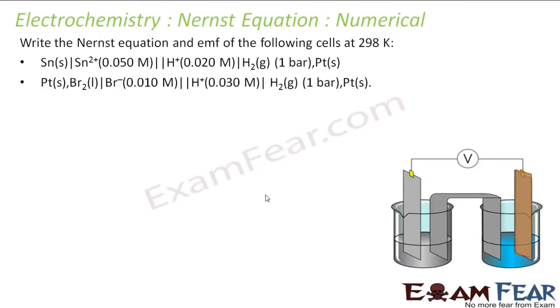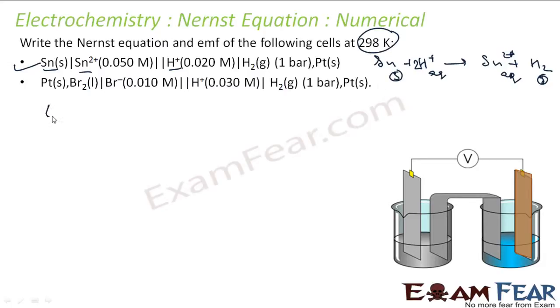Let's take a similar numerical. We have to find the Nernst equation and the EMF of this cell at 298 Kelvin. First, write the balanced equation for this. Sn becomes Sn2 plus. Then H plus is reduced to H. So there are two hydrogen, there has to be 2H plus. This is my balanced reaction. Correct? This will be aqueous, obviously. This will be aqueous. This will be gas. This will be solid.